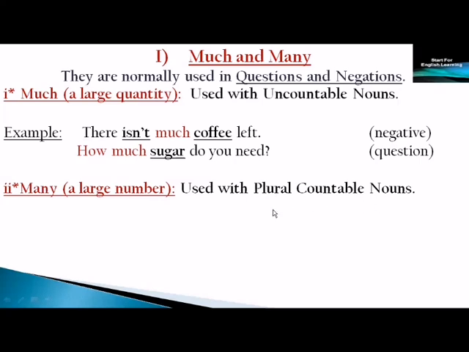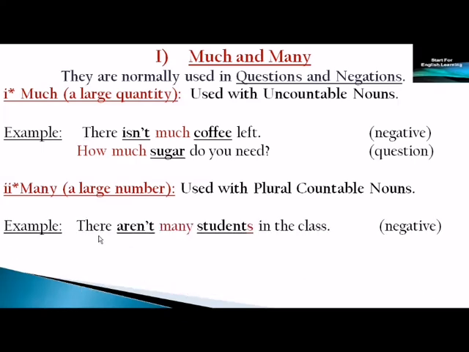Boys, girls, cats, birds, men, women. Example: there aren't many students in the class. Students, a plural countable noun. We can count students. We can say 1 student, 2 students, 3 students. Students is a countable noun. It's a plural countable noun.